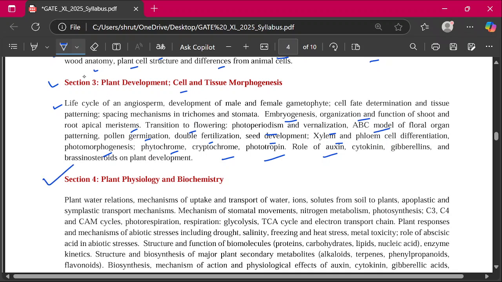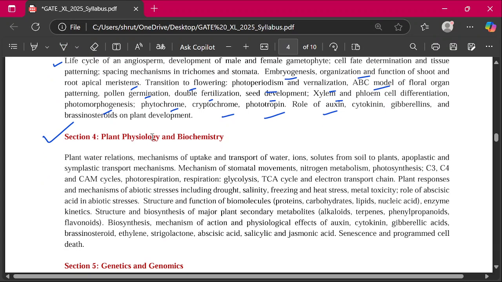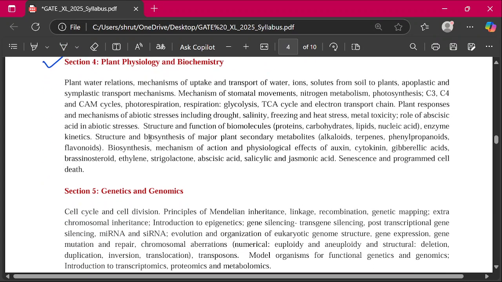Then we are moving towards section 4, which is plant physiology and biochemistry. So I am not going to read this all. There is one request to you all, that please download the GATE Excel syllabus and please read each unit's syllabus in detail.